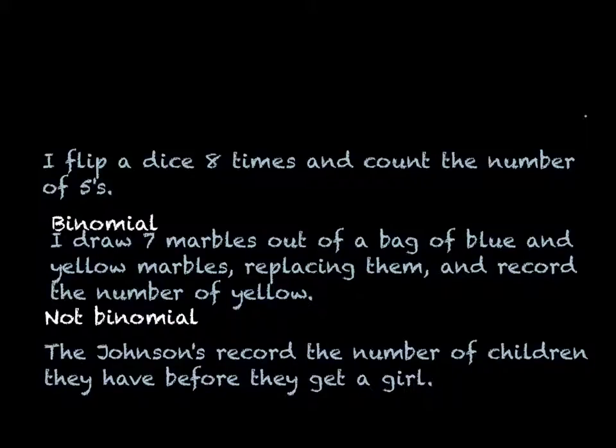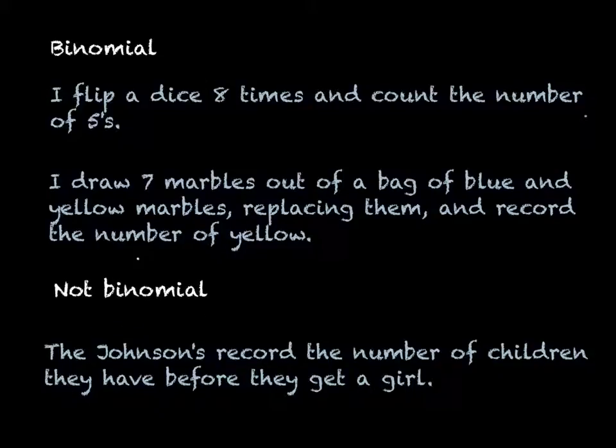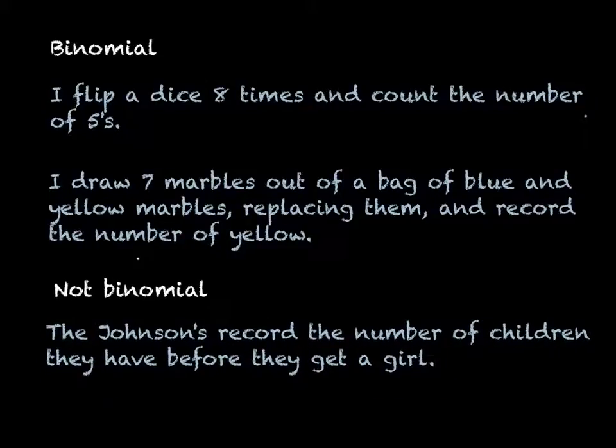And then I flip a dice 8 times and count the number of 5s. This one's a bit tricky. So I know that n, the number of trials, is fixed. The probability of success each time is the same, and flipping dice is independent. But I have 6 possible outcomes when I flip a dice. So does this count as binomial? In fact, it does, because the probability of success is 1/6, and the probability of a failure is 5/6. So it doesn't matter about the other outcomes, as long as you're only looking at the two, success and failure.